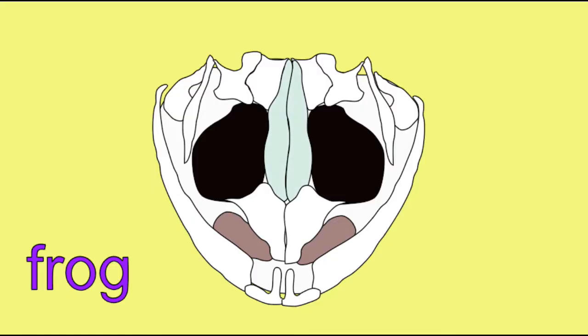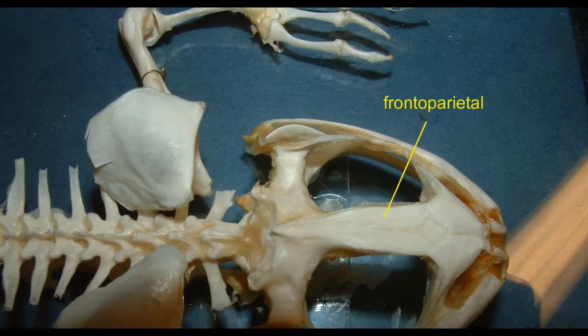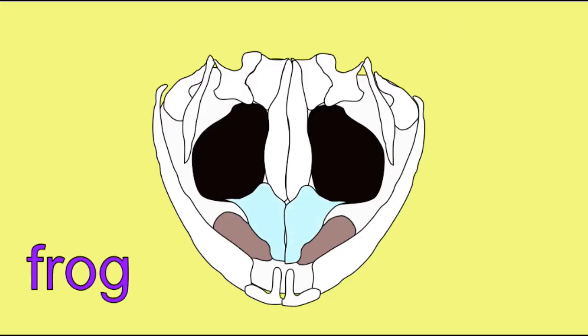In frogs and their ancestors, the frontal and parietal bones have fused to form a frontoparietal bone, which composes the majority of the dorsal region of the cranium. Frogs have retained a pair of prominent nasal bones.